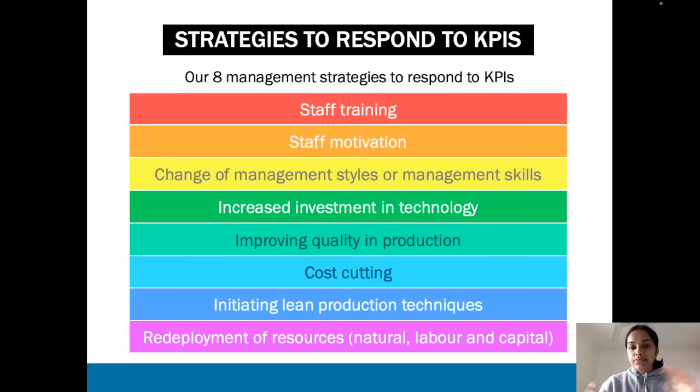With staff training, pretty straightforward. It's just when staff undergo additional training so that they're able to increase their skills and knowledge. Motivation definitely helps in improving productivity.